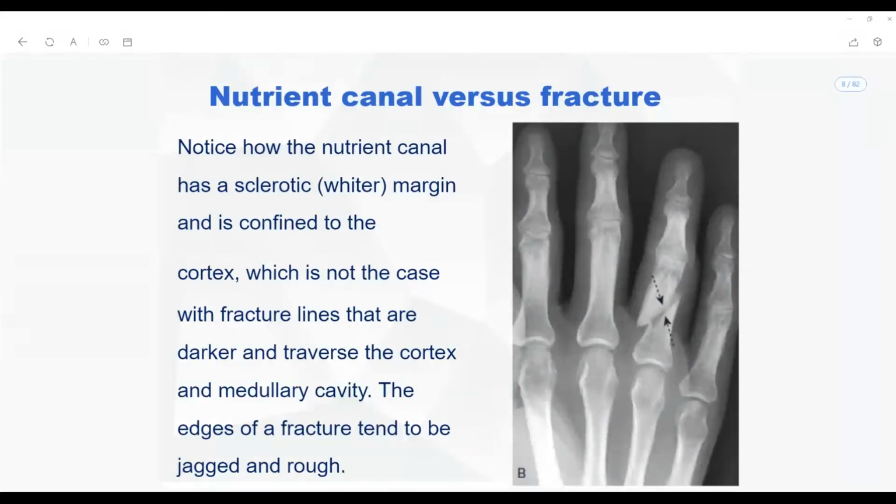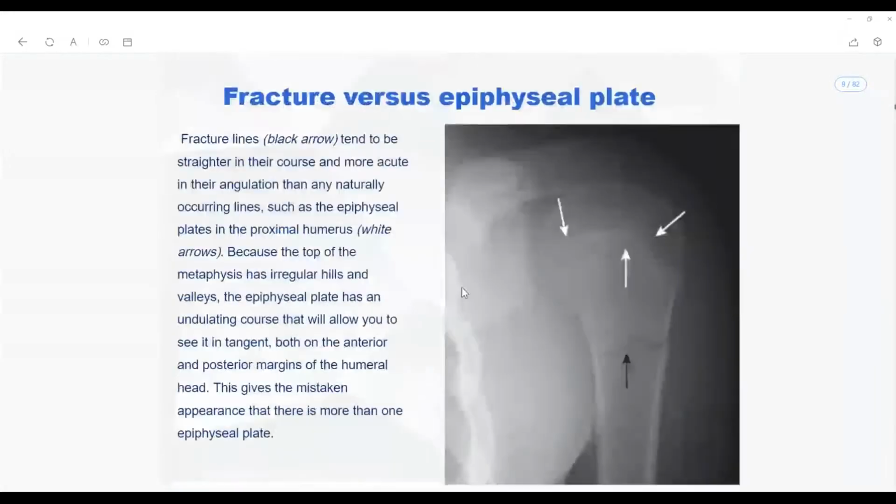And you see here the edges of the fractures are jagged and rough. These edges are completely jagged and rough. Now there are other types of fractures, and you need to be able to distinguish them from the normal ossification lines. That is also very important.